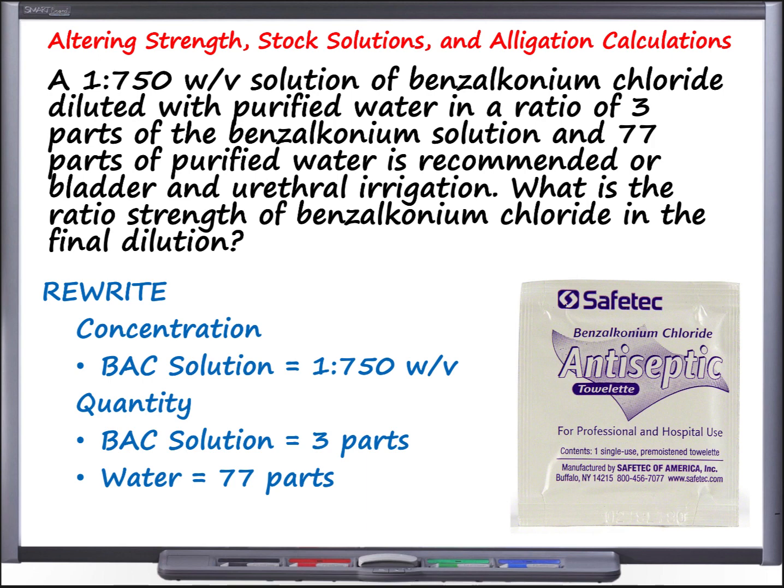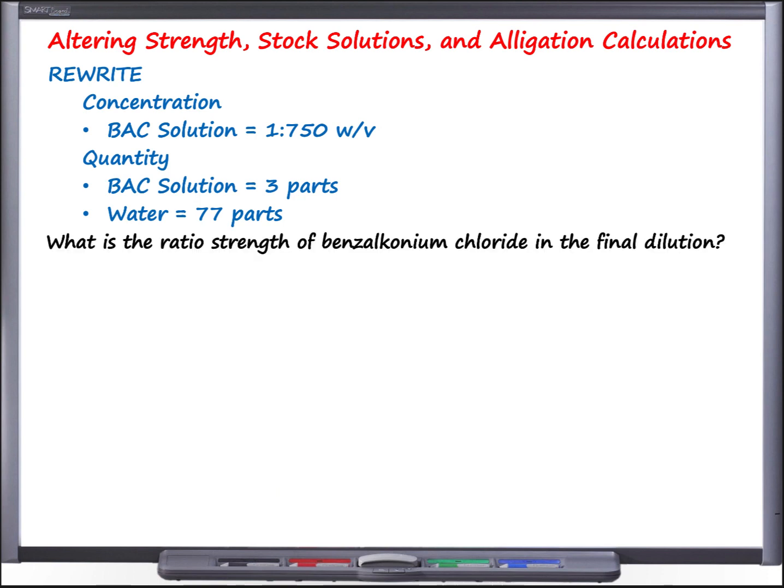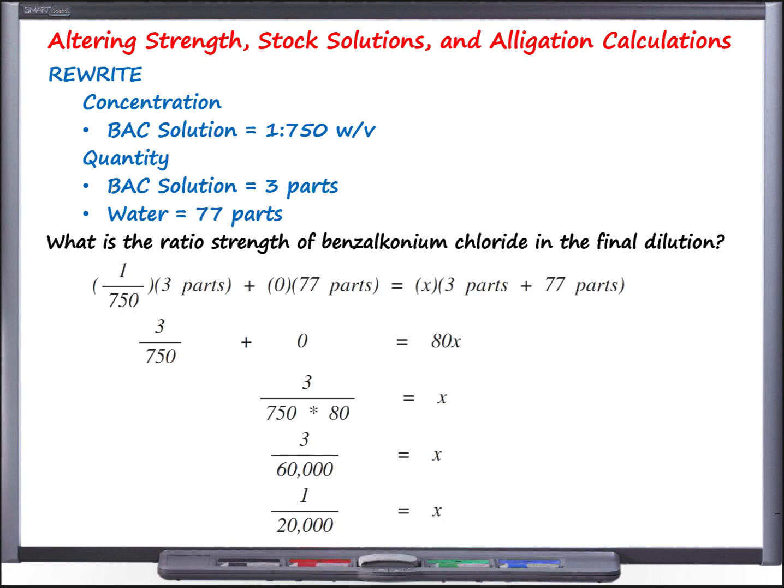So with that in mind, let's go ahead and answer this question. I've rewritten some of that information, and I'll remind you what we are trying to solve for is the ratio strength of benzalkonium chloride in the final dilution. And the way we're going to solve this, I'll go ahead and show you the whole answer. This is all of the equations answered and solved right here.